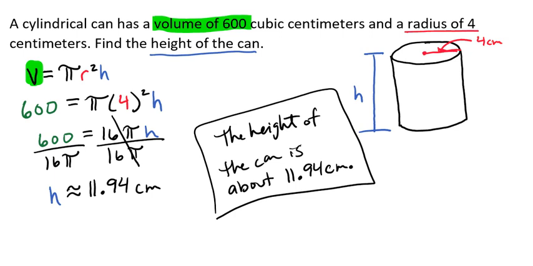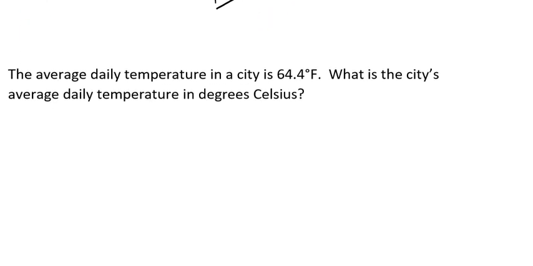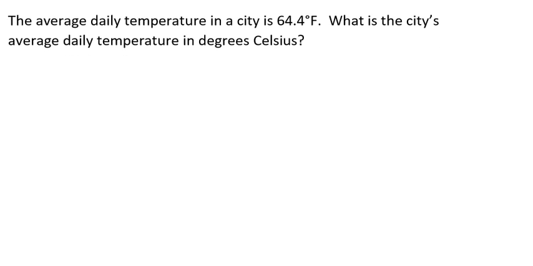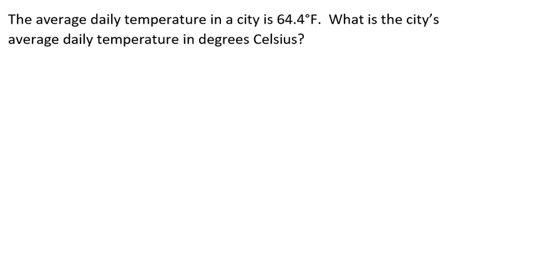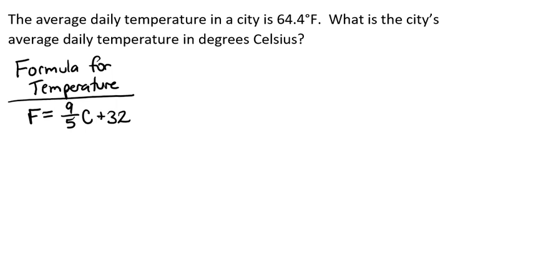Let's take a look at another problem. So in this problem, the average daily temperature in a city is 64.4 degrees Fahrenheit, and it wants to know what is the city's daily average temperature in degrees Celsius. So first, we need to solve for Celsius in our formula. So let's take a look at the formula for temperature. The formula for temperature is Fahrenheit equals 9/5 times Celsius plus 32.